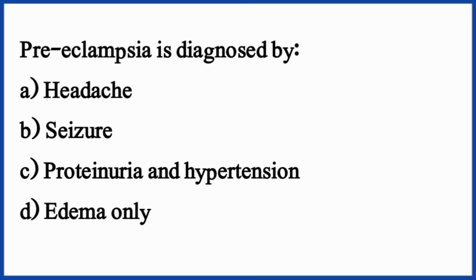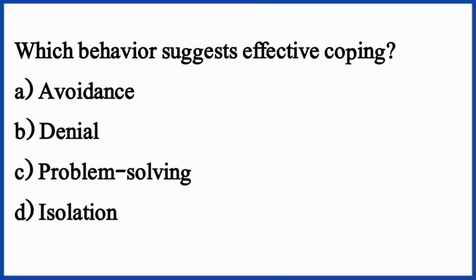Preeclampsia is diagnosed by. The correct option is option C, proteinuria and hypertension. Which behavior suggests effective coping? The correct option is option C, problem solving.